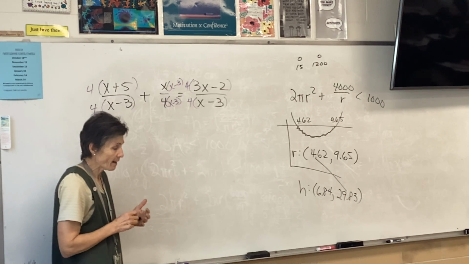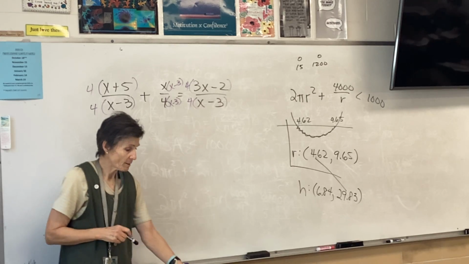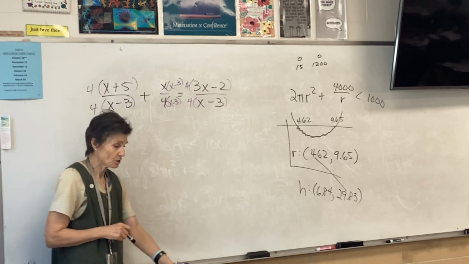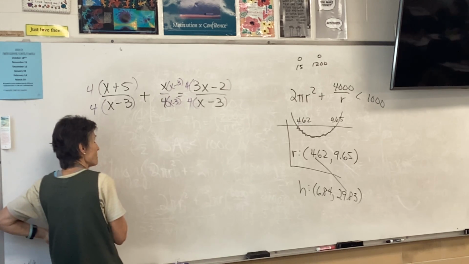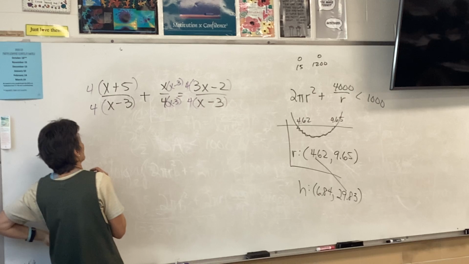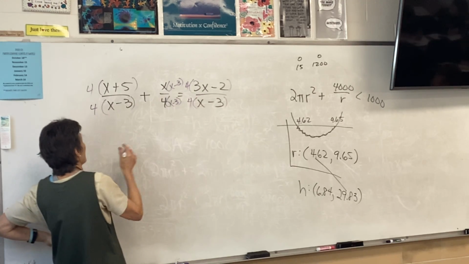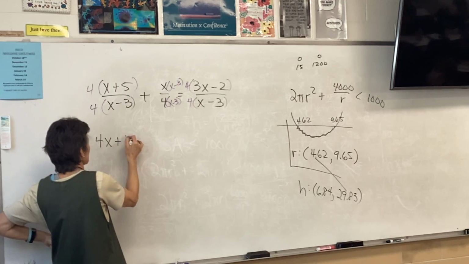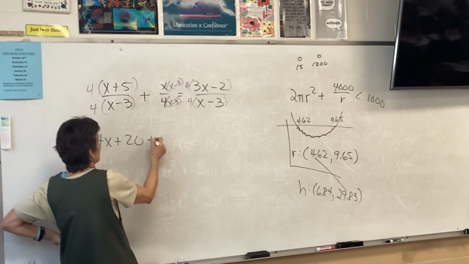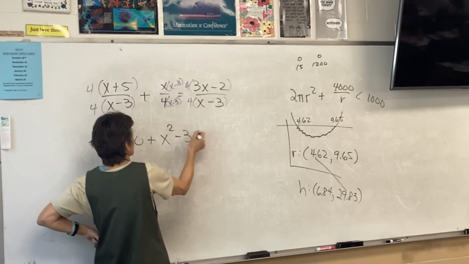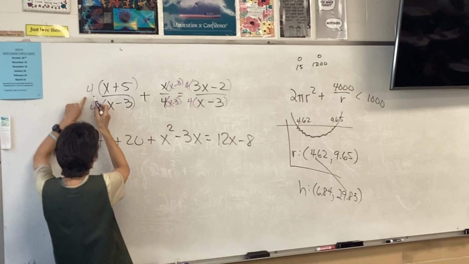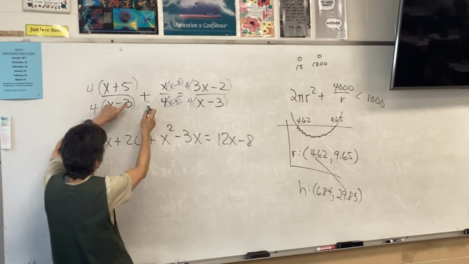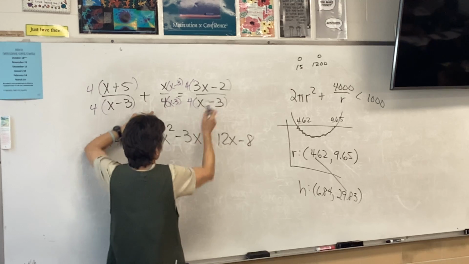Would everybody agree with that? I'm not sure you're going to be able to get all this on here. You might want to use a separate sheet of paper, but that's up to you. Now, once I have all the denominators the same, then what will I do? Cross out the bottom. Drop out the denominators. So I have 4x plus 20 plus x squared minus 3x equals 12x minus 8. So I'm really just looking at my numerators now. Is that okay with everybody?